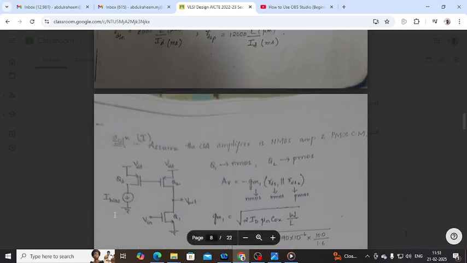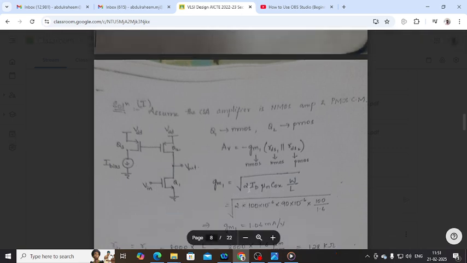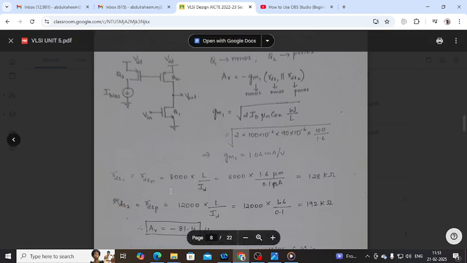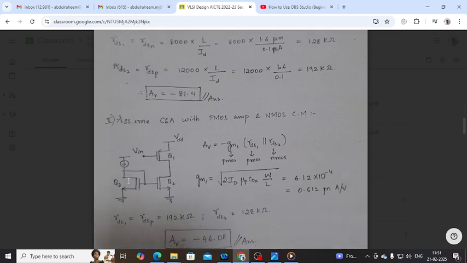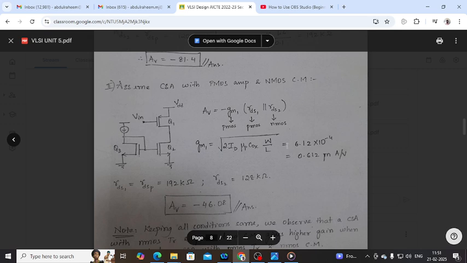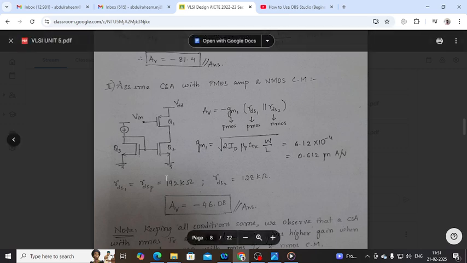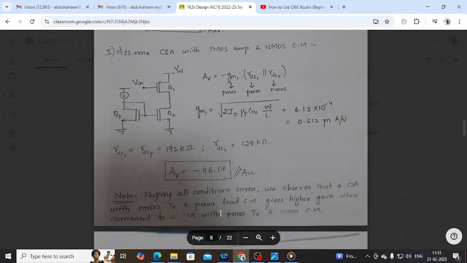When you substitute, we have RDS1 and RDS2. We have the GM formula, which is the square root of 2 ID mu Cox W by L. Just substitute and you will get GM. With your RDS1 and RDS2, your gain is minus 81.4. This is straightforward with the current mirror using PMOS. We do the same thing with NMOS, where Q1 and Q2 are given. With PMOS you get minus 81, and with NMOS you get minus 46.8. Keeping all the conditions, the observation is that the common source with PMOS transistor gives higher gain.